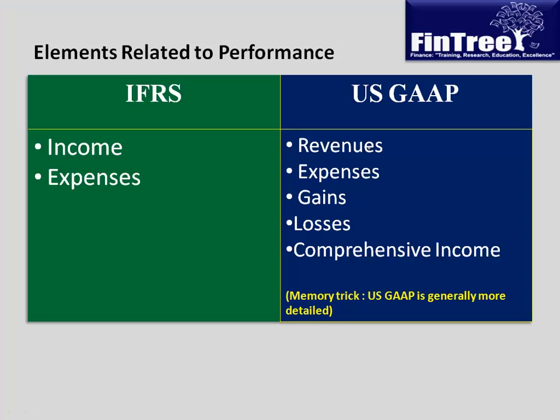Moving further, elements related to performance. So performance is typically measured on the income statement, and in IFRS these elements related to performance are simply classified as either an income or an expense. However, US GAAP is generally more detailed, so it would classify them into revenue, expenses, gains, losses, and comprehensive income. So what is the trick to remember this? The trick is that US GAAP is generally more detailed, since we know it is a rule-based framework or approach. So please remember elements related to performance: income and expenses in IFRS, whereas in US GAAP it would be revenue, expenses, gains, losses, and comprehensive income.